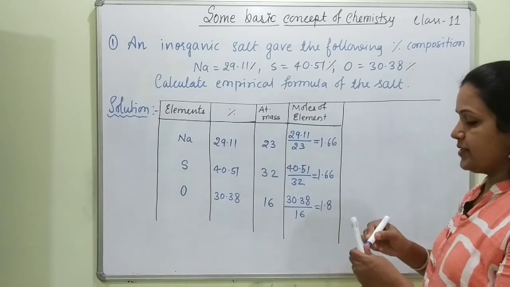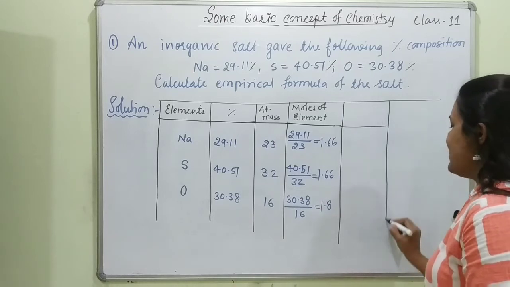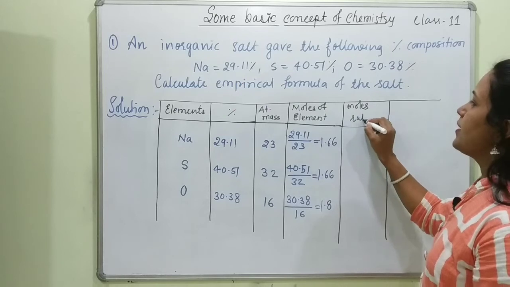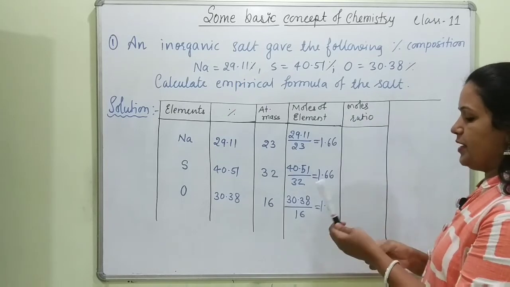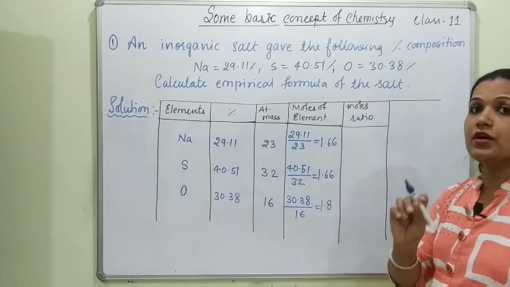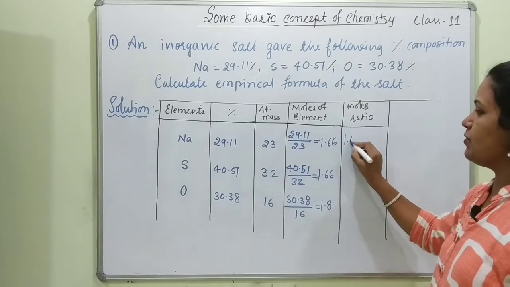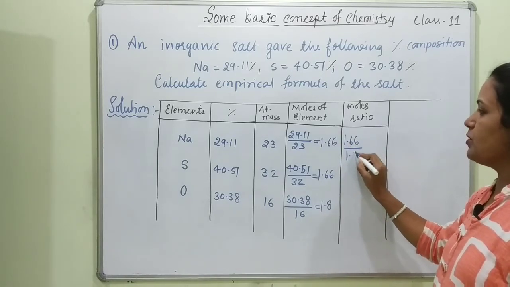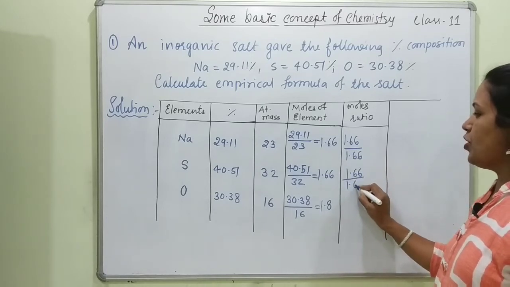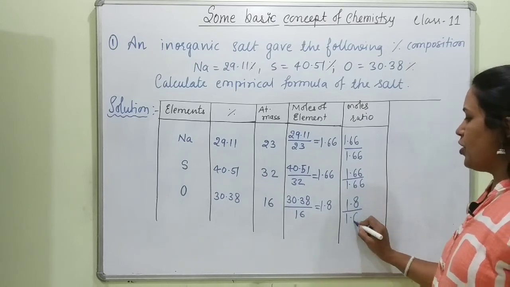So then the next step is to calculate the simple moles ratio. Next one, what we need to calculate? Moles ratio. And how are we calculating? Let's find out the smallest value. Smallest value is 1.66, so I will be writing it as 1.66 upon 1.66. Here also 1.66 upon 1.66. Here also I will be writing 1.8 upon 1.66.